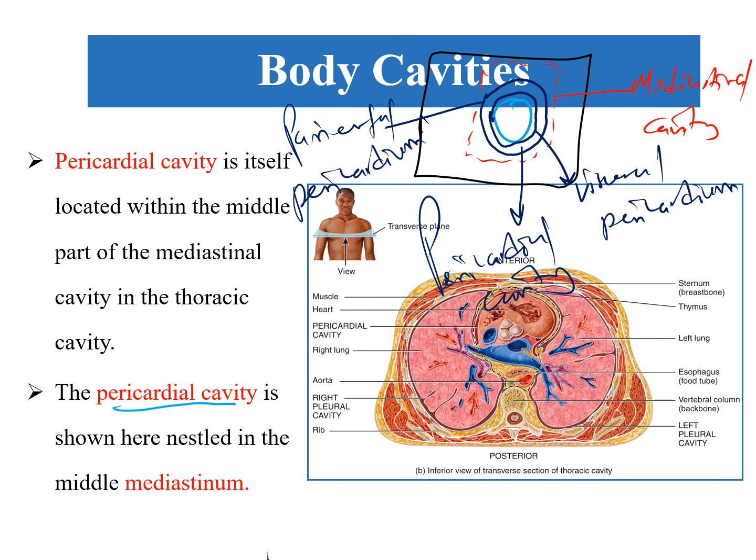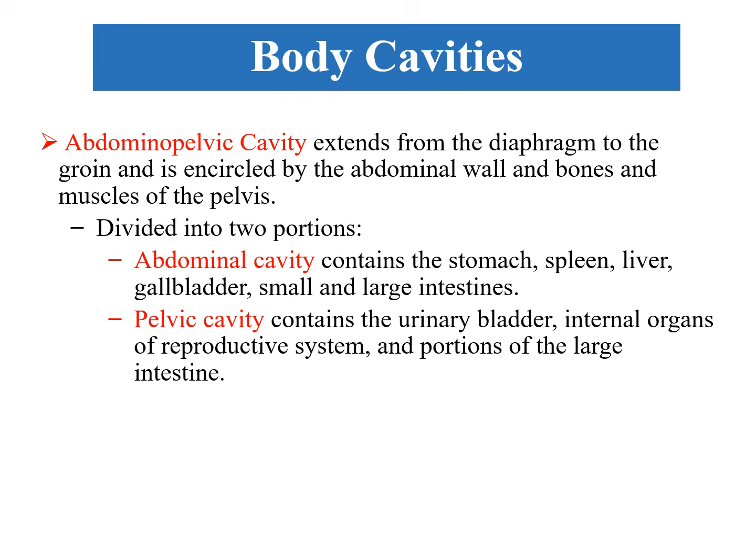So the pericardial cavity, which is the space that is surrounding the heart, is present within the mediastinal cavity. The mediastinum is present within the thoracic cavity. There's fluid that is present in this pericardial cavity, and this fluid is known as the pericardial fluid. There are two cavities that are present in the ventral cavity, the thoracic cavity and the abdominopelvic cavity. The abdominopelvic cavity and the thoracic cavity are divided by the diaphragm.